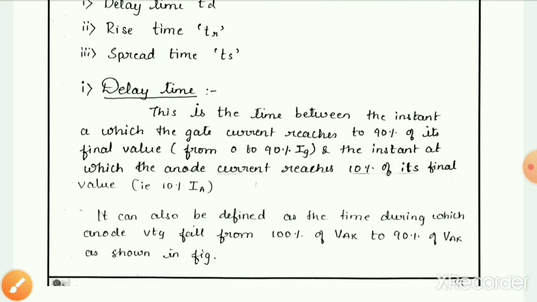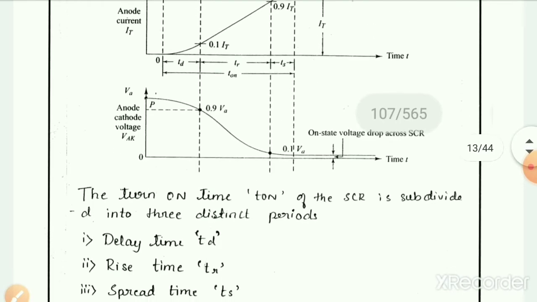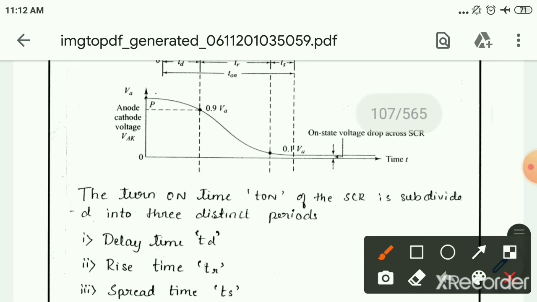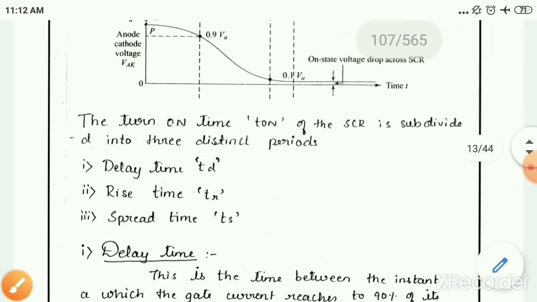And the instant at which the anode current reaches 10% of its final value is called the delay time. It can also be defined as the time during which the anode voltage falls from 100% to 90% of VAK. So the time required for the anode to cathode voltage to fall from 100% to 90% is also called the delay time of the SCR.